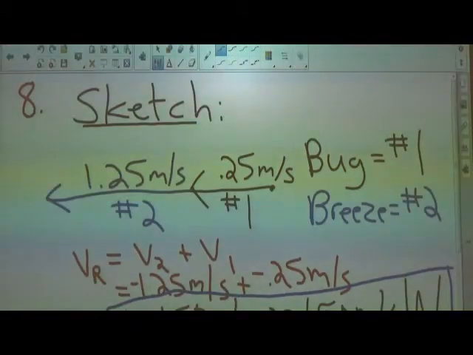Take a moment, get out your piece of paper, see if you could solve this. Alright, let's do a sketch. That's the easiest way to look at this. So we're going to add the vectors together. So we're going to say the bug is number 1 vector, the breeze is number 2. So the bug is going to the west at 0.25 meters per second. So we draw the vector.